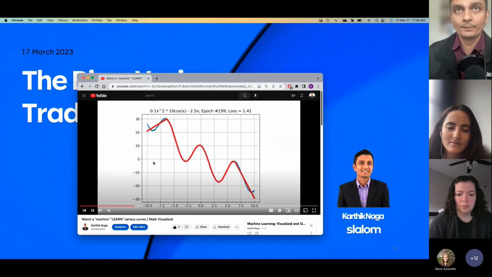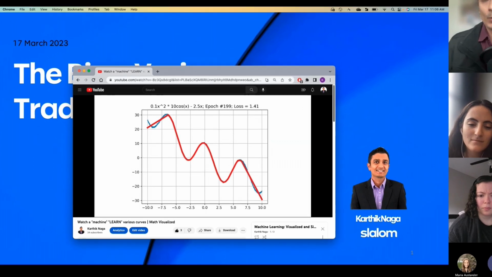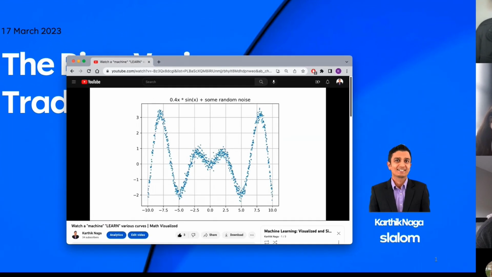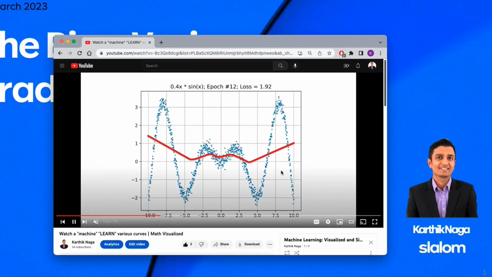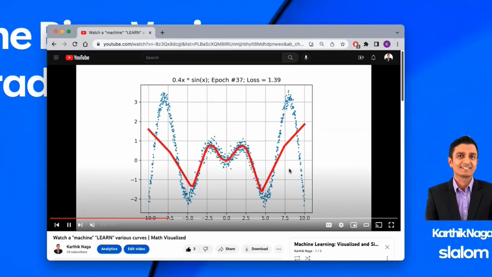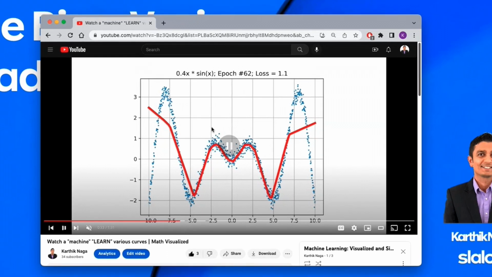So that's the first example. And then we'll look at another example as well. Same thing, just 1,000 other data points in a different trend. And then the machine going through, I just want to pause it here.